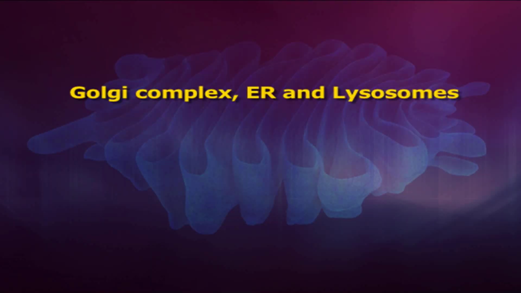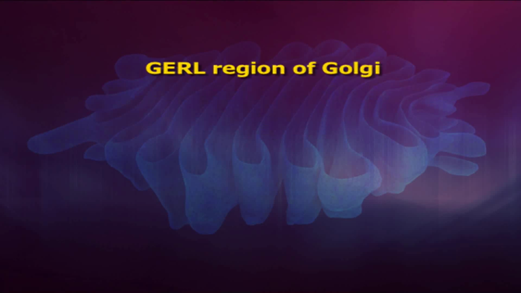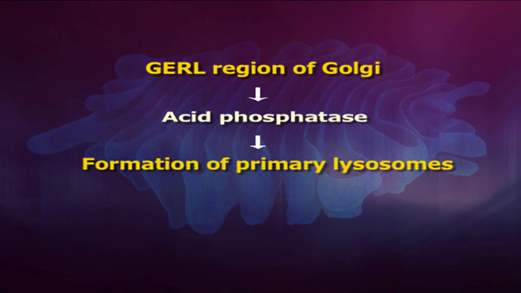Lysosomes can also be formed from the ER without the Golgi complex, as in liver cells and in neurons. Because of the close functional relationships between the Golgi complex, ER and lysosomes, Novikov has denoted it as the GERL system. In the maturing phase of the Golgi is the GERL region, in which acid phosphatase, a characteristic lysosomal enzyme, is present. This region has been implicated in the formation of primary lysosomes.